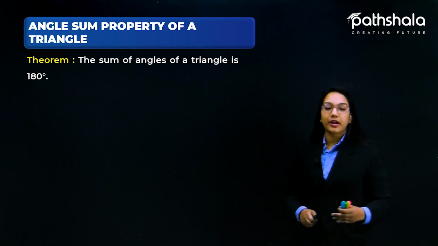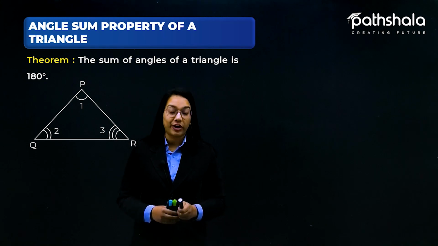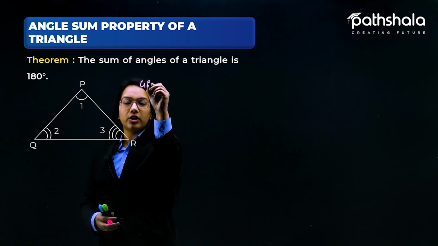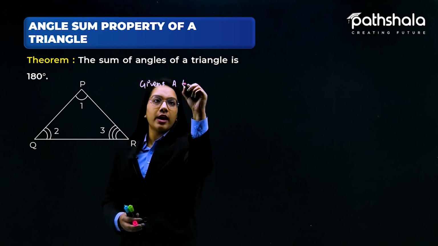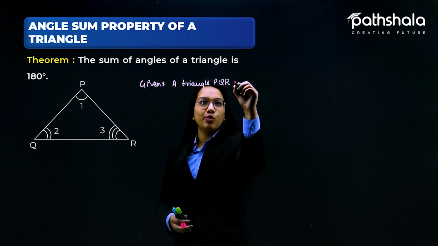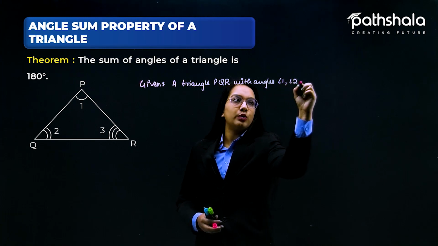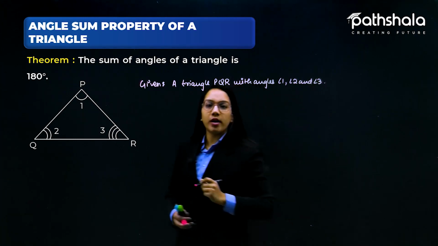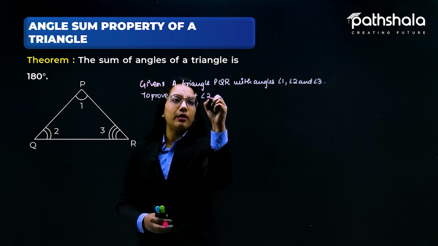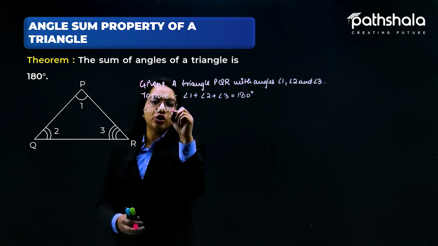Let us start with the figure. I have taken this figure, PQR, a particular triangle, and I have named the angles as 1, 2 and 3. Let us start with the given condition. Given is a triangle PQR with the angles 1, 2 and 3. What we have to prove is that angle 1 plus angle 2 plus angle 3 is 180 degrees.